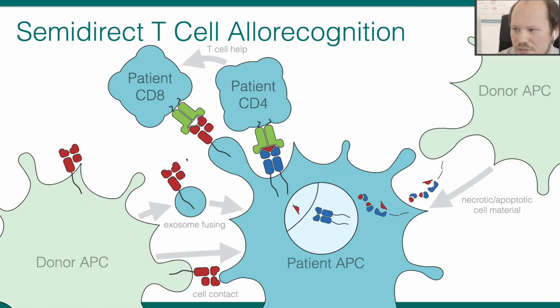Then there's this funny thing that's somewhere in between that's called semi-direct T-cell allorecognition. The idea here is that on the right-hand side you still have basically an indirect pathway, but on the left-hand side you see there's a direct portion where the foreign HLA of the donor is transferred onto the patient APC via exosome fusing or just via mechanical contact, and then the HLA is stripped off and presented on the patient APC.